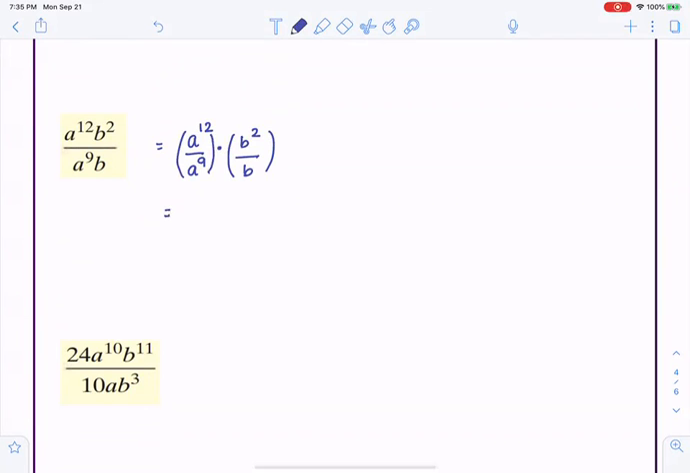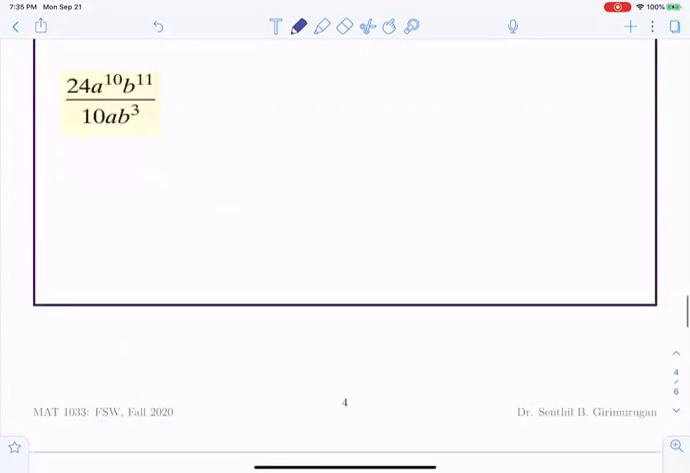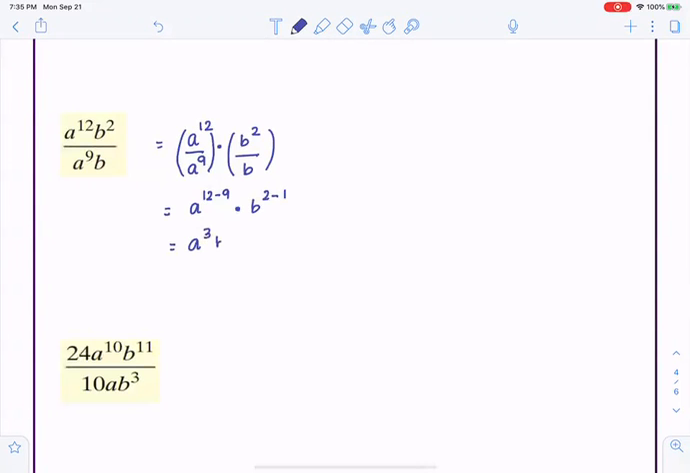The bases are identical for the first term, which is a, numerator power 12 minus the denominator power 9. The bases are identical between the numerator and the denominator in the second fraction. Numerator power minus the denominator power. So a raised to 12 minus 9 is 3. b raised to 2 minus 1 is just 1, and we don't have to write that 1 each and every time. It is simply a cubed multiplied by b.